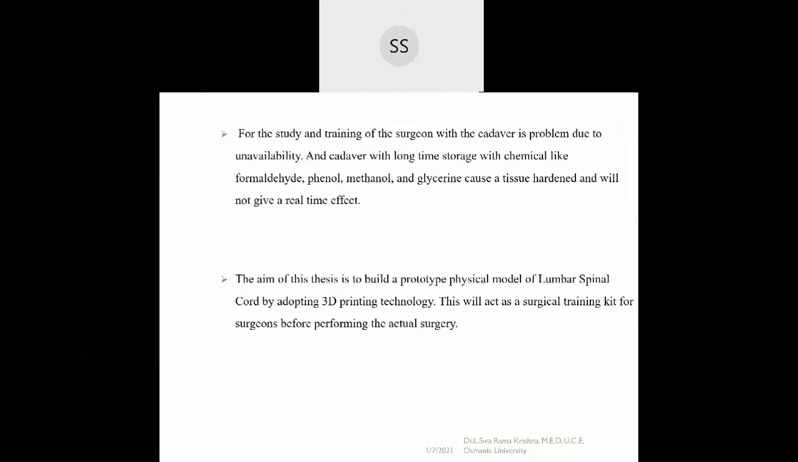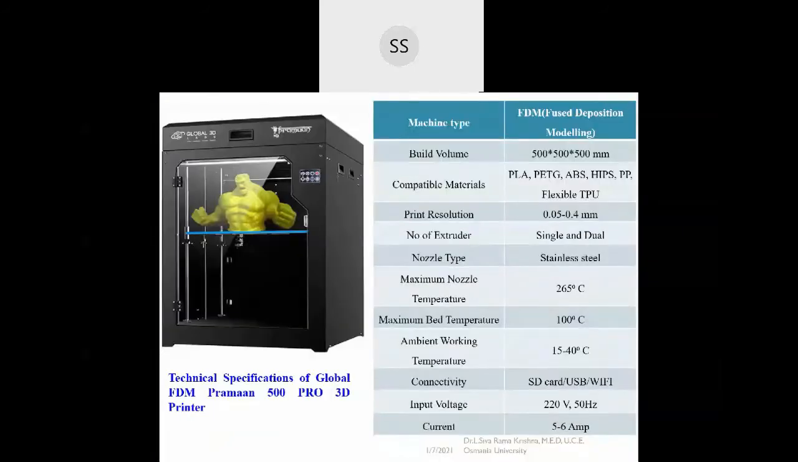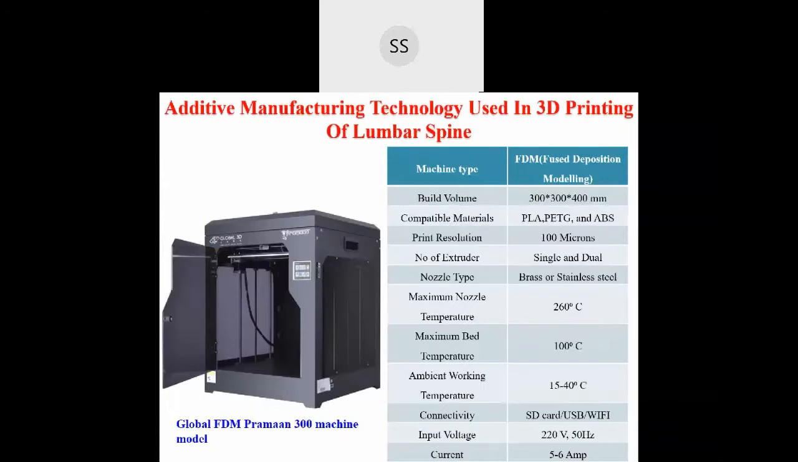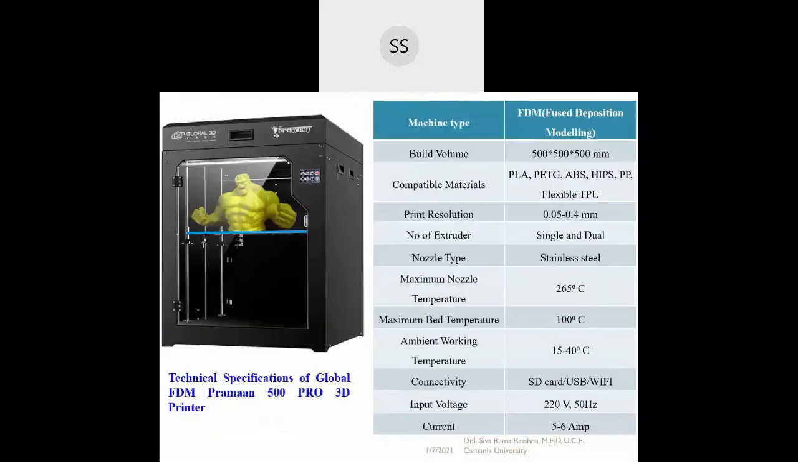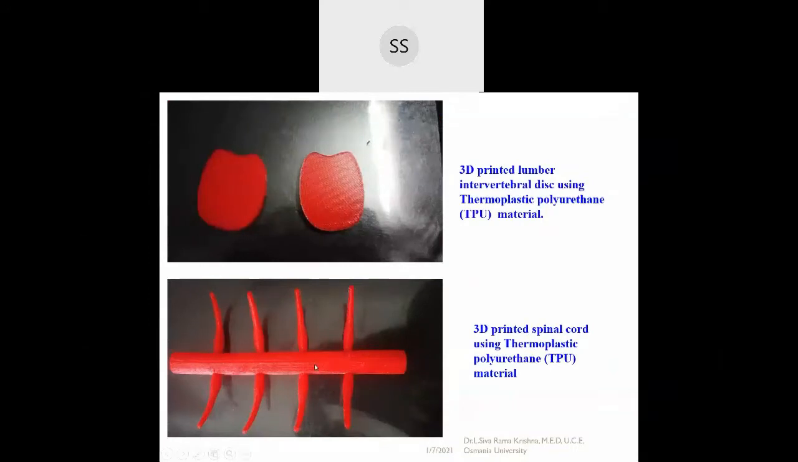So we constructed the entire model of that spine, lumbar disc, L1, L2, L3, L5. Already a model is there. We reverse scanned it, developed the model, and then we built up a part. So the lumbar vertebrae were 3D printed using ABS. And to distinguish different parts, we 3D printed this lumbar intervertebral disc using thermoplastic polyurethane, and 3D printed a spinal cord using thermoplastic polyurethane, TPU.